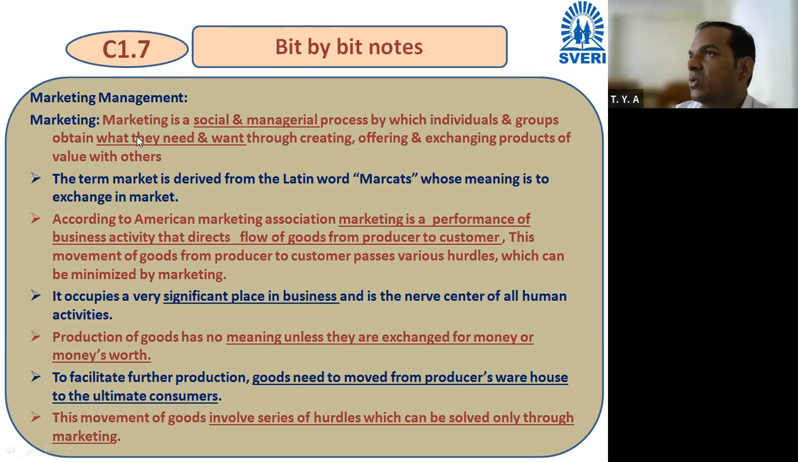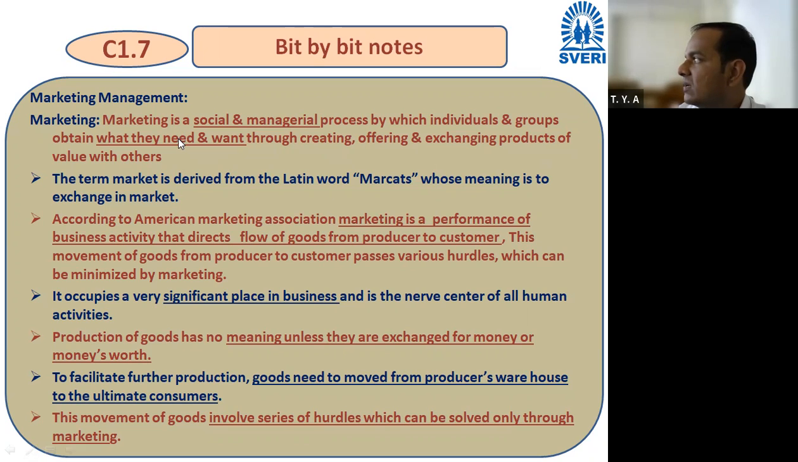Marketing. So what is the concept of marketing? Marketing is a social and managerial process. We'll see the scientific definition. Marketing is a social and managerial process by which individuals and groups obtain what they need and want. Needs and wants are two very important words we will discuss. This is done through creating, offering and exchanging products of value with others. So what do needs mean?